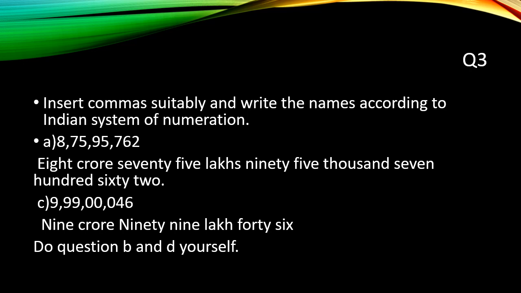Question 3. Insert commas suitably and write the names according to Indian system of numeration. Question A. 8 crore 75 lakhs 95,762. Question C. 9 crore 99 lakh 46. Do question B and D yourself.